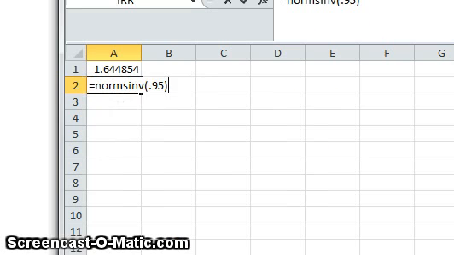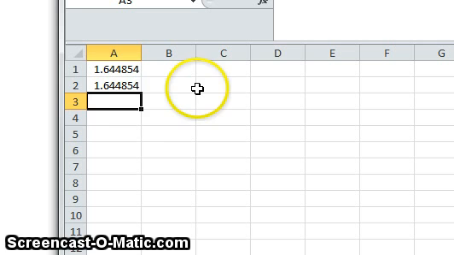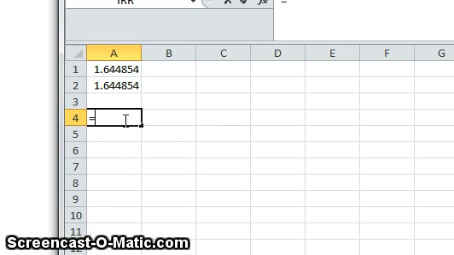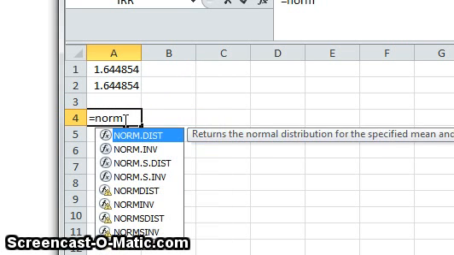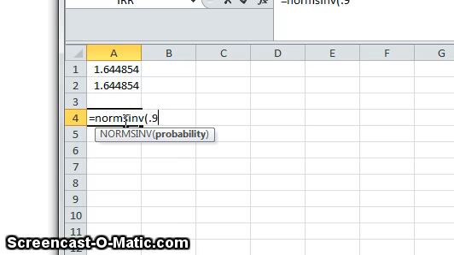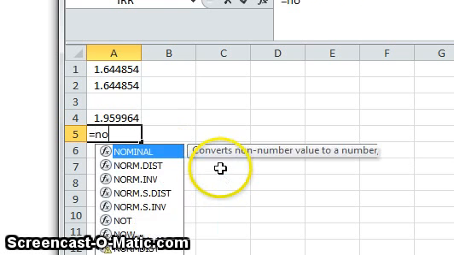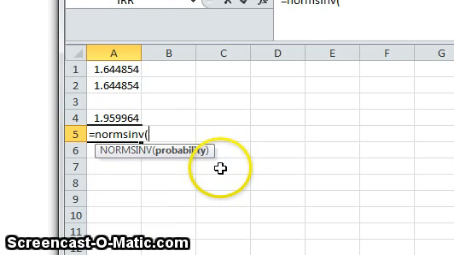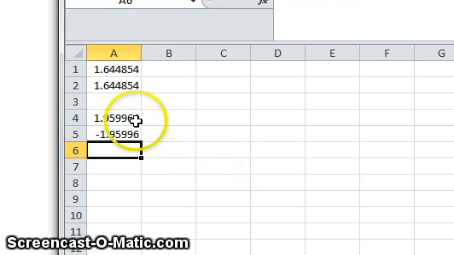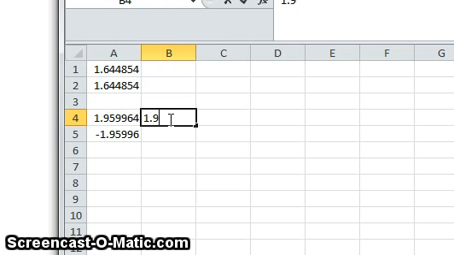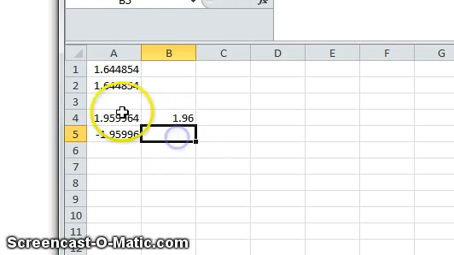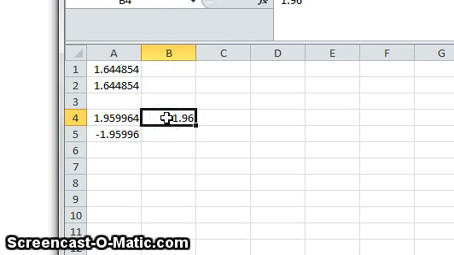So instead of looking for the z-score associated with 0.95, we go equals NORM.S.INV 0.975. So we take away 2.5%, or 0.025, from 1 to get 0.975, or equals NORM.S.INV 0.025 will give you the same value but negative. So that's why the z-score that's associated with the 95% confidence interval is 1.96, because that's what that value is rounded to 2 decimal places.